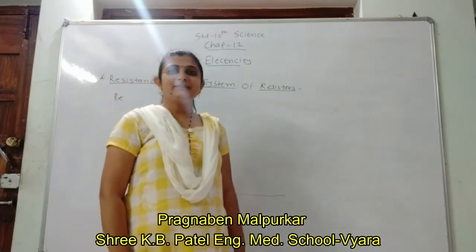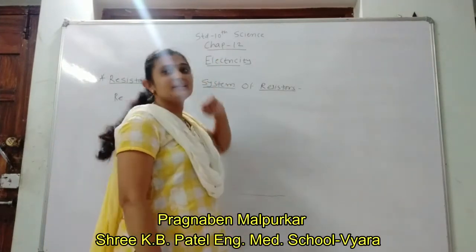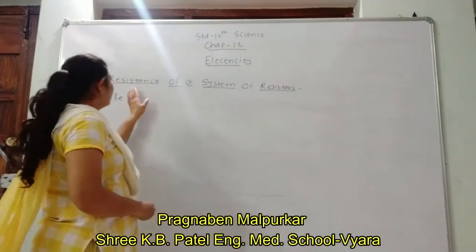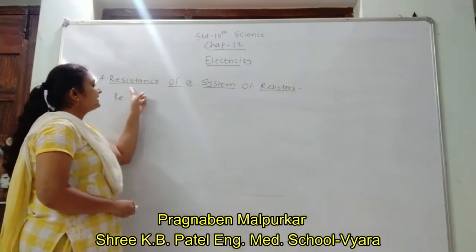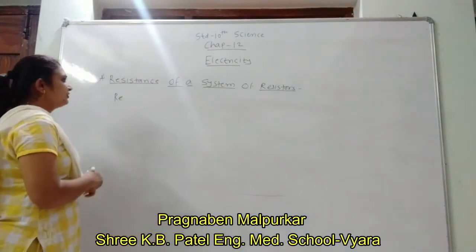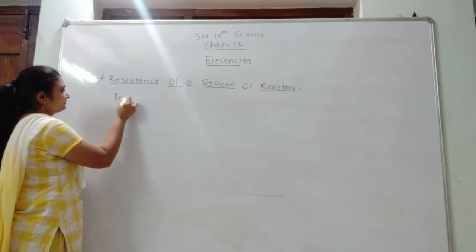Good morning students. We started chapter 12, Electricity, and today we are going to see the topic resistance of a system of resistors. Now, first the definition of a resistor.